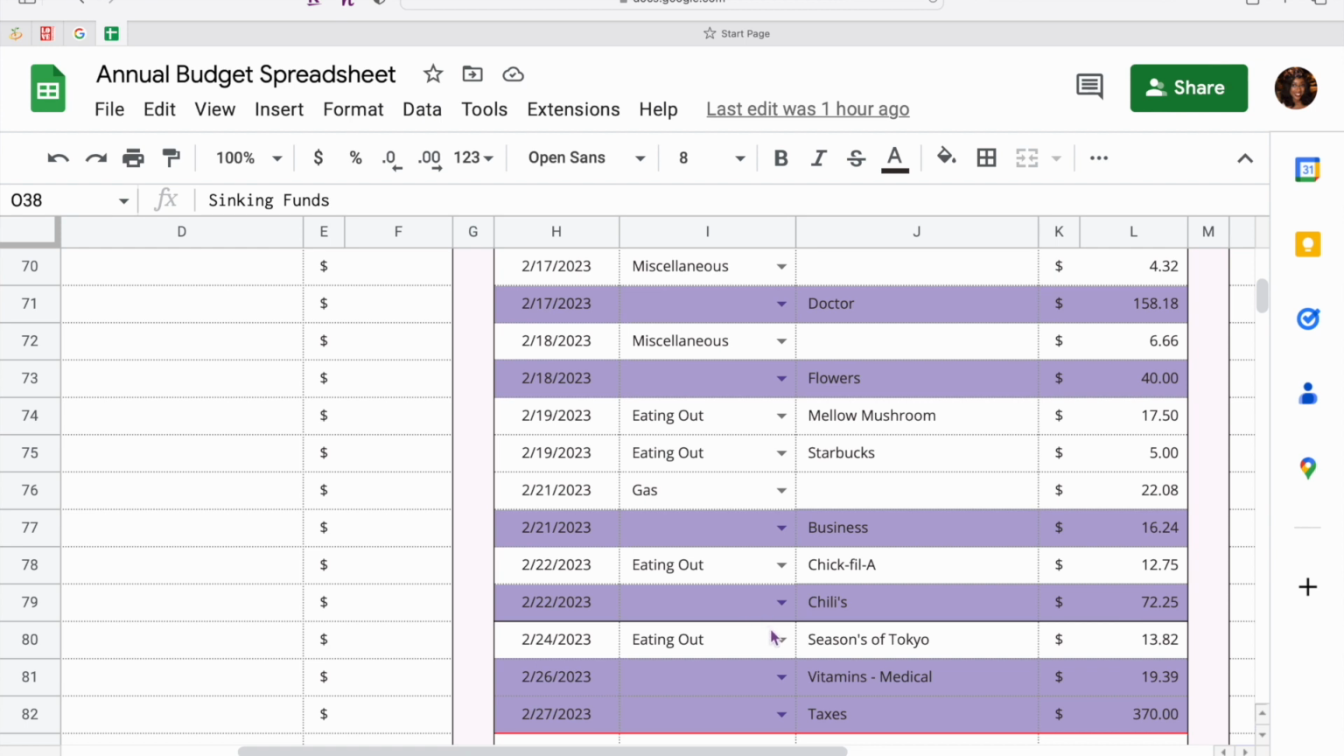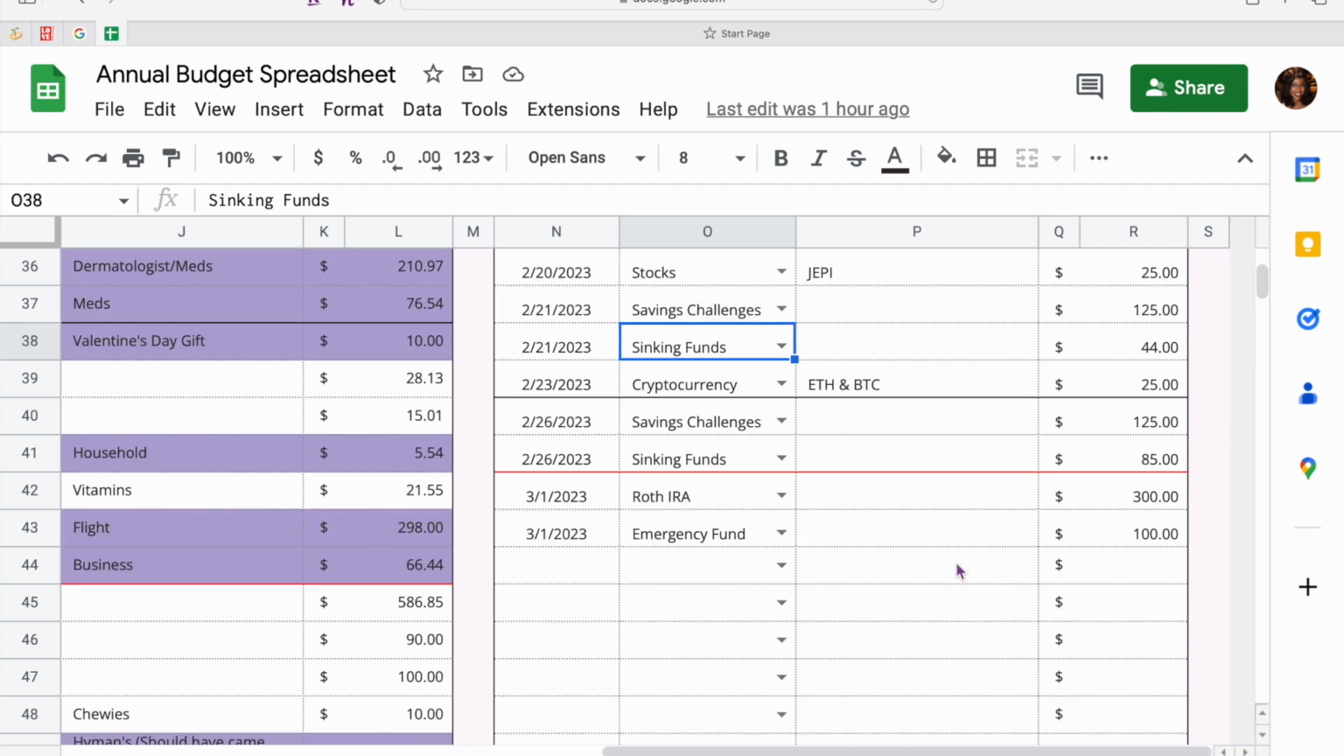The 23rd was a no spend day. And then the 24th, I ate out again at this Japanese restaurant called Seasons of Tokyo. And that was $13.82. The 25th was a no spend day. And then the 26th, I got some vitamins that's gonna come out of my medical sinking fund. That was $19.39. And then on the 27th, I finally did my taxes. That was $370. And then the 28th was a no spend day.